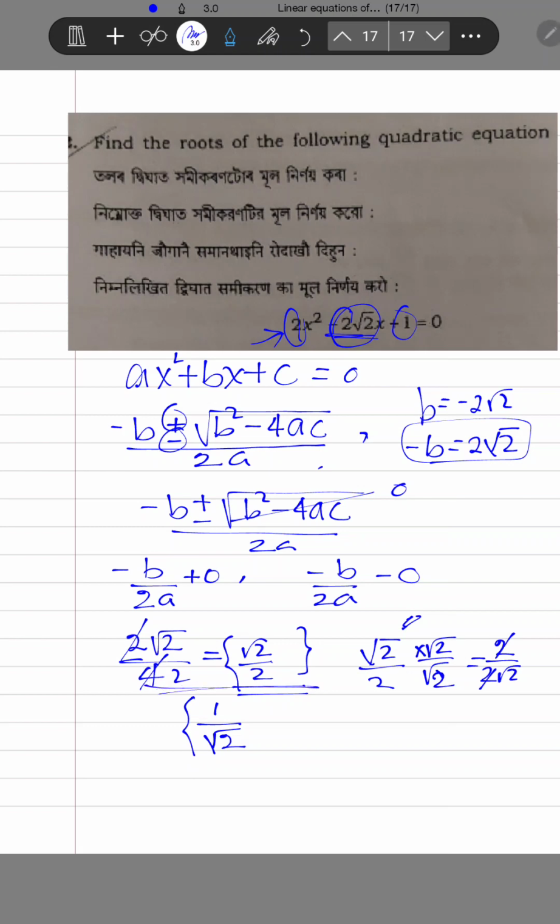But when it comes with multiple choices, we need to look into the different forms of writing an irrational number. It can be the rationalized denominator form or the non-rationalized form. So in any form, we can find it in the multiple choices. So this is the answer: the root of this equation is 1 over root 2 or root 2 over 2. Thank you.